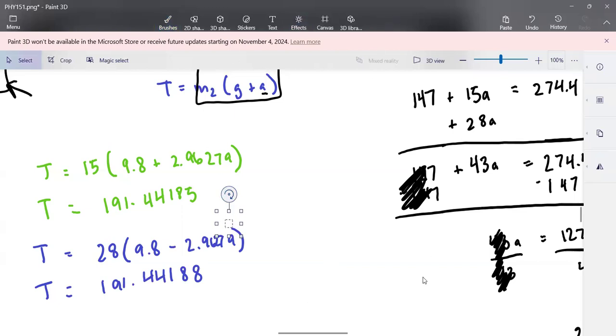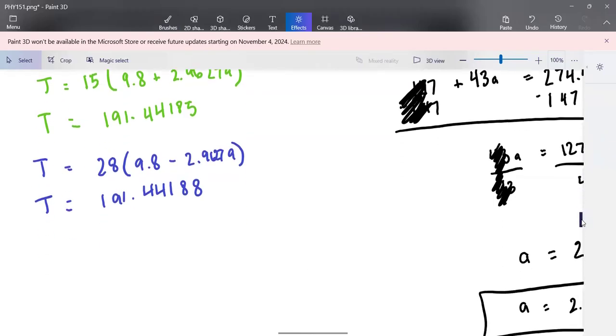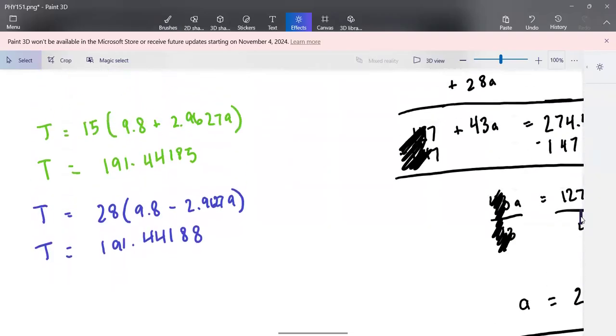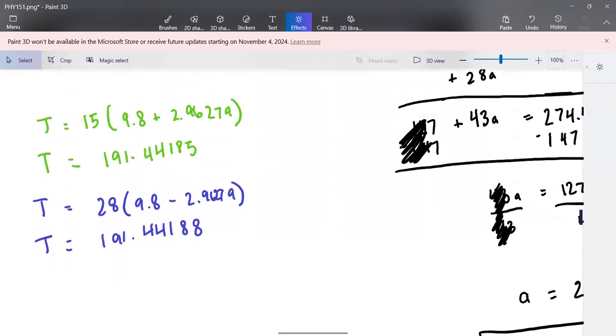the acceleration that we calculated in the first step is not the exact answer. My calculator only showed me that many decimals. Your calculator might have shown you more. But either way, we find the tension in the system is 191.4. That would be if we rounded it to 4 significant figures. I don't know if the instructions say, let me take a peek at the paper. Does it say if we want a certain number of significant figures?